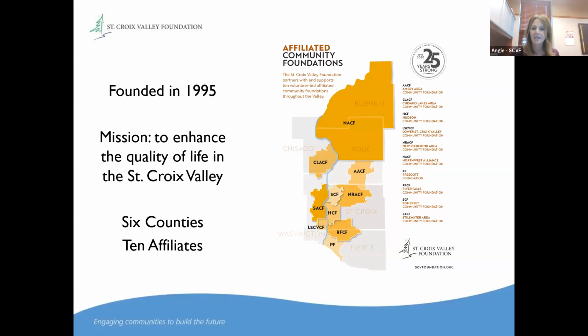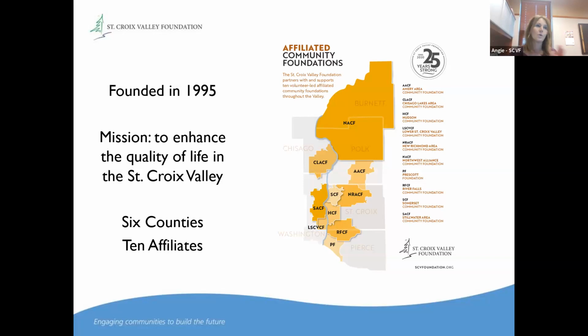So we have Northwest Alliance that serves Burnett and Northern Polk, Amery Area Community Foundation, New Richmond, Somerset, Hudson, River Falls, and Prescott. And then over in Minnesota, we have 3 affiliates, Chisago Lakes, Stillwater, and Lower St. Croix Valley Community Foundation. And since our founding, we've grown close to 90 million in assets, and Emily will provide a deeper dig into that in a minute.